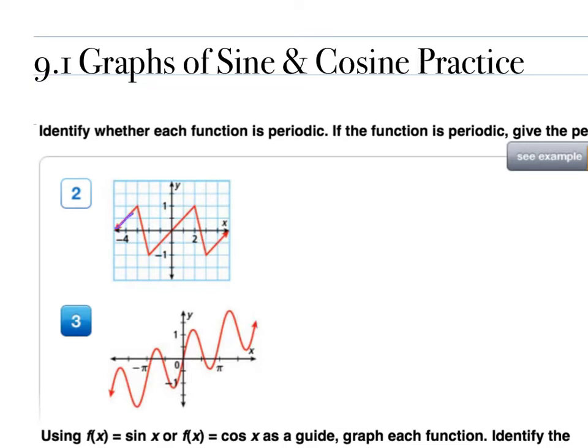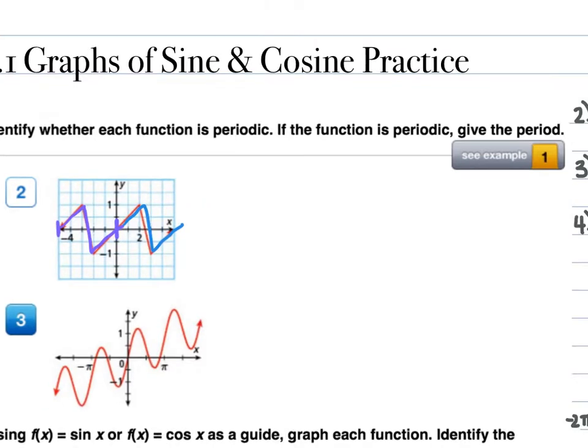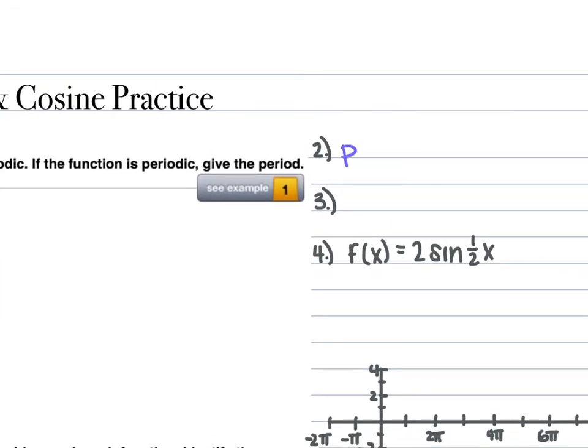period. Hold on one second. This up to here is the period. So from there, it would repeat itself, and it looks exactly the same, so this is periodic. Now, how much of a period do we have? This is going from -5 to 0, so that period is 5. So number 2 is periodic, and the period is 5.